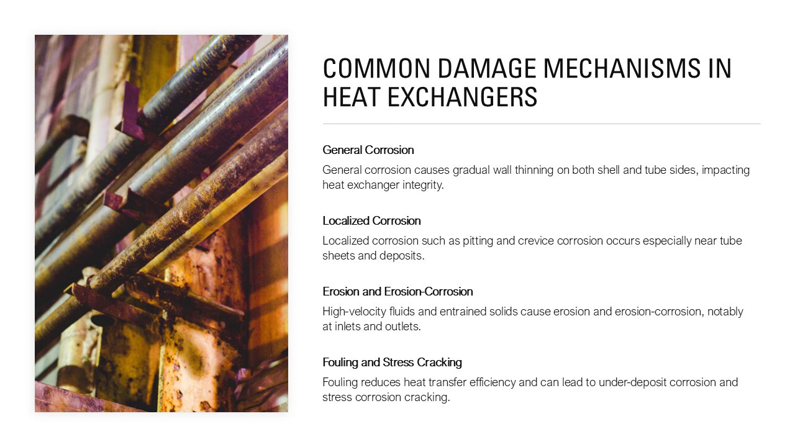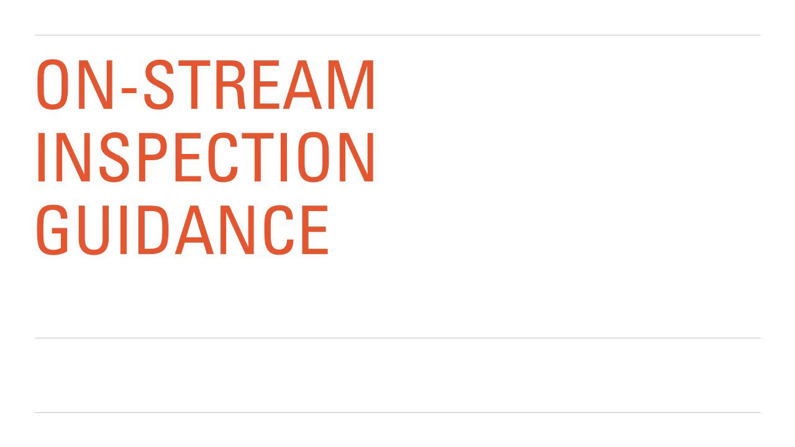Stress corrosion cracking may occur in susceptible materials exposed to specific chemical environments and tensile stresses. Fatigue damage can develop due to flow-induced vibration or thermal cycling, often affecting tubes or tube-to-tube sheet joints. Understanding these mechanisms, as described in API 572, helps inspectors anticipate where damage is most likely to occur and select appropriate inspection techniques.